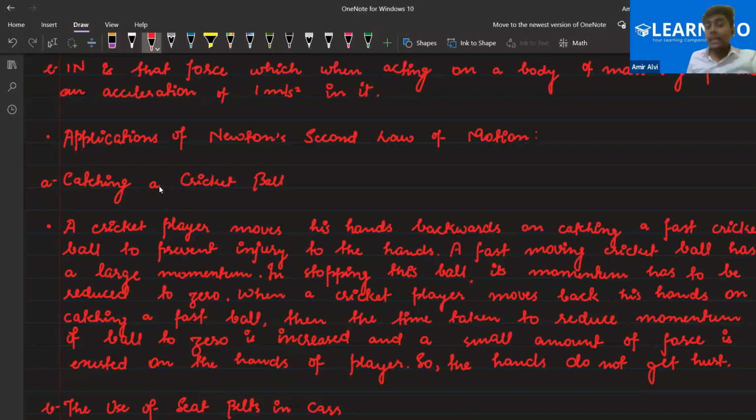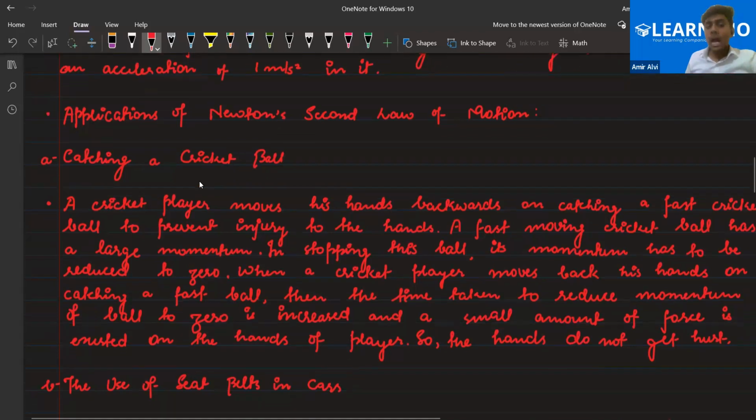So catching a cricket ball, how is it related to the second law of motion? A cricket player moves his hand backwards on catching a fast cricket ball to prevent injury to the hands. So the ball is there. First of all, the ball was moving with some large momentum, with some initial velocity. But suddenly when you catch that ball, the momentum is reduced to zero because the velocity of the ball will be zero in that case.